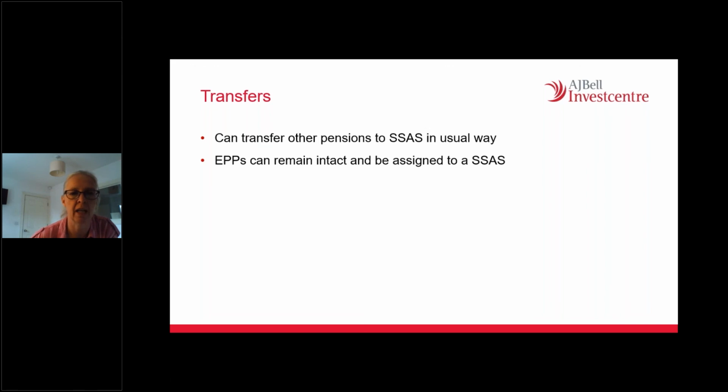But what you can do with an EPP is assign it to the SSAS, so the policy stays intact within a SSAS, effectively like you wrap the SSAS rules around the EPP. That might be useful if you are using your SSAS to do a loan back, because it will count as an asset of the SSAS, so you can include the value of it when you're working out the 50% maximum for the loan back, but you're not actually cashing it in, or losing any of those guarantees that you've got associated with it. So that can be quite useful if you have people in that scenario.